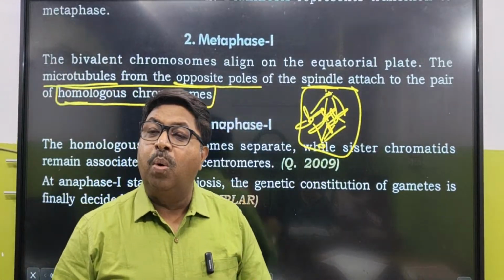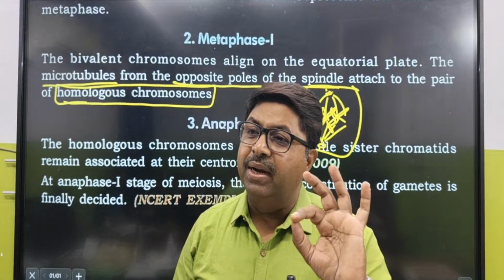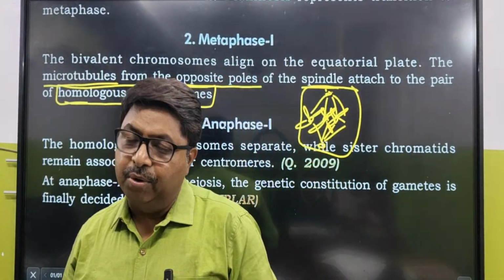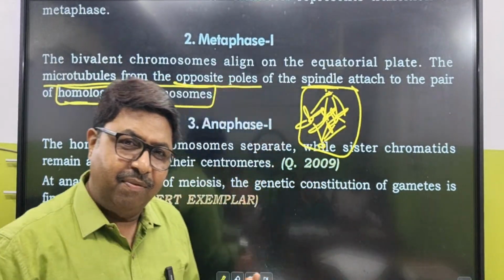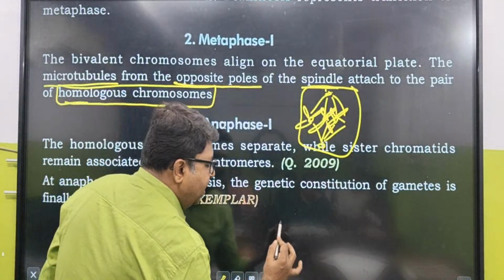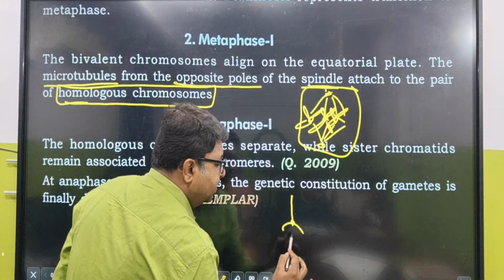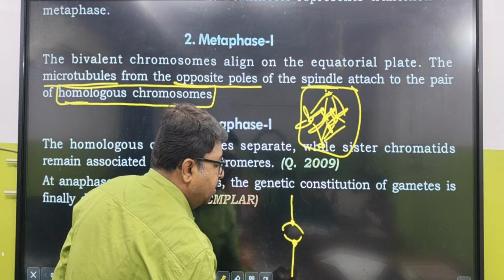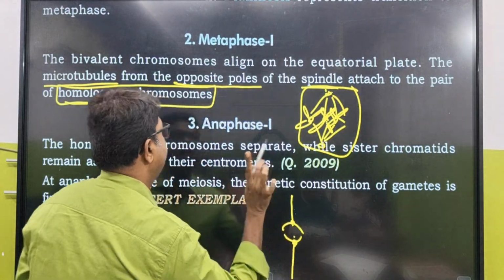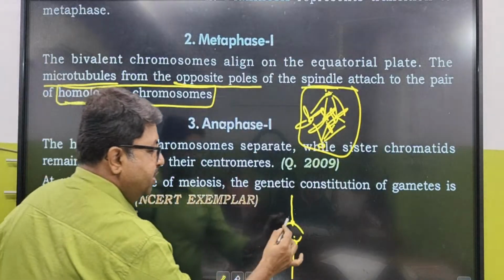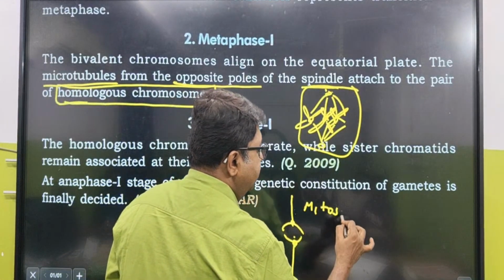Who will tell me what is the site where spindle fibers are going to get attached? Kinetochore. Very good. If there is one particular chromosome, how many kinetochores will be there? For one particular chromosome, how many kinetochores? 2. Very good. Mind you, this is in case of mitosis.